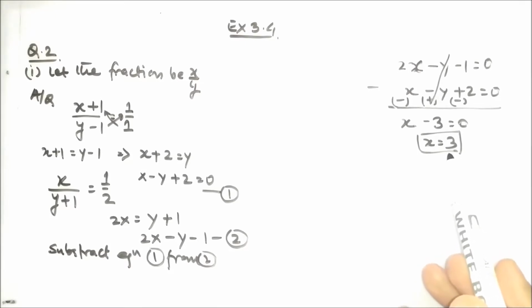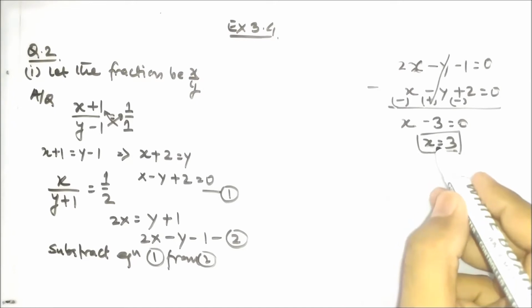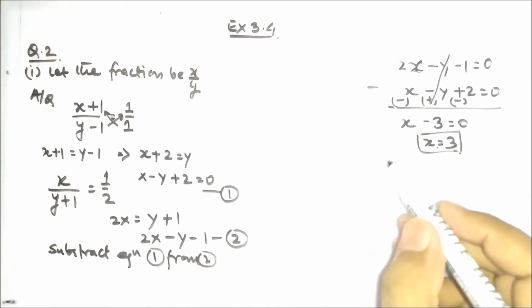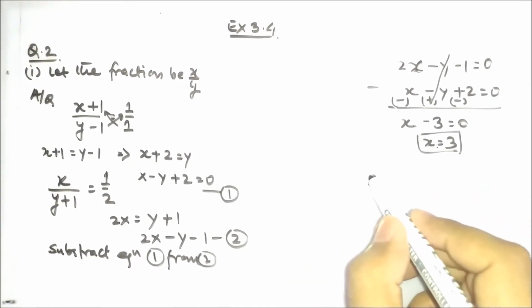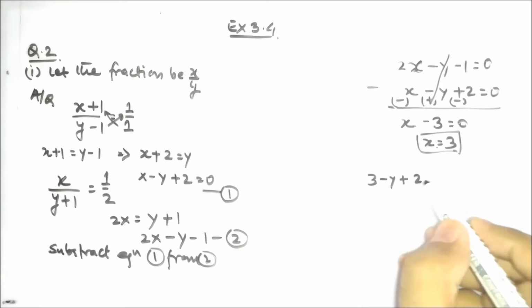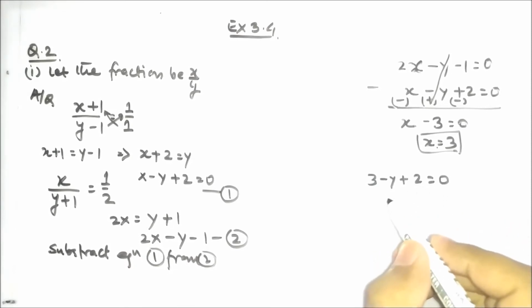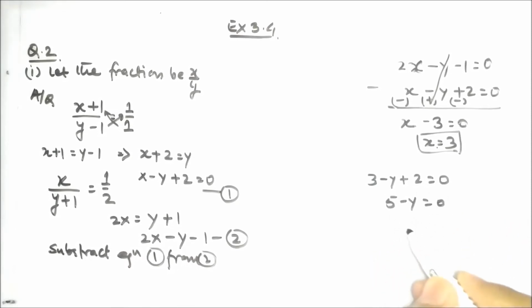Now this value of x can be put in either equation 1 or 2. I am putting it in 1. So if you put x is equal to 3 in the first equation, then this will be 3 minus y plus 2 is equal to 0. So that will be 5 minus y is equal to 0. So y will be equal to 5 here. Okay, so this will be the solution of these equations by elimination method.